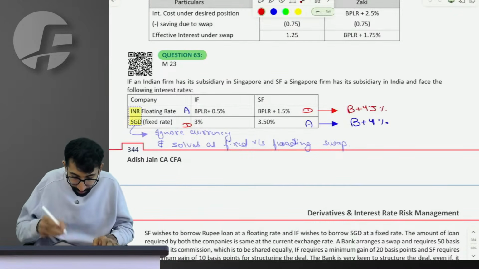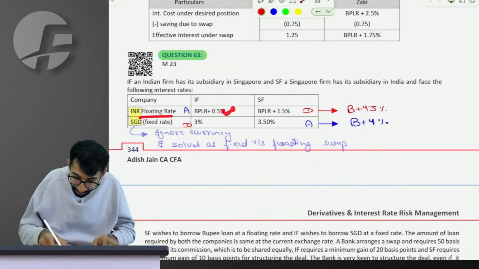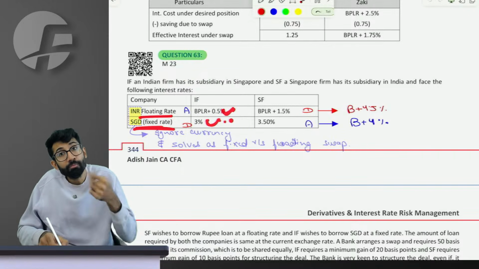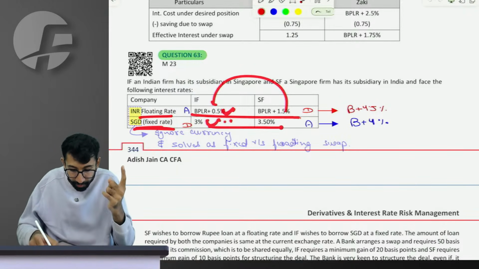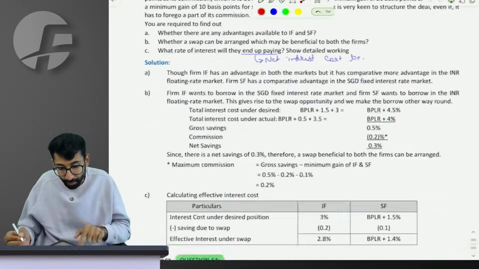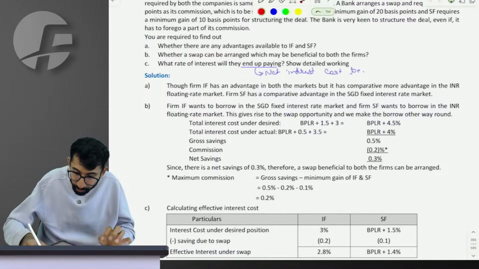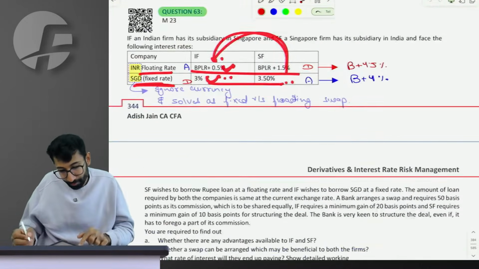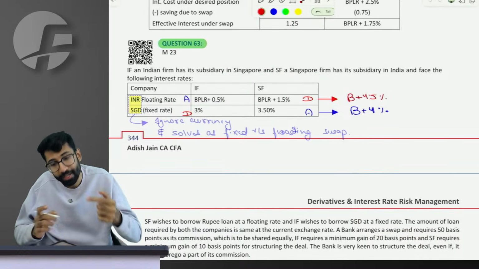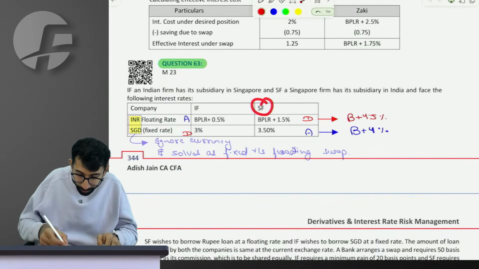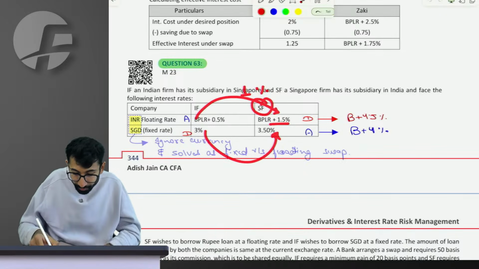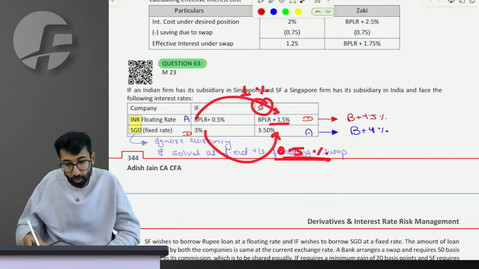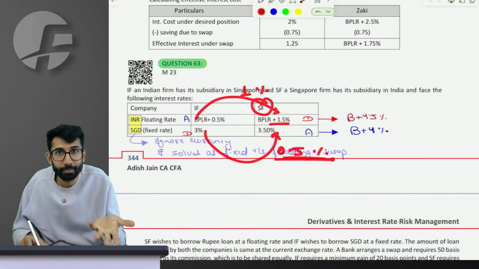We will say in the floating market, IF is cheaper. In the fixed market, again IF is cheaper. So IF is cheaper or has a higher advantage in which market? We will say floating, because fixed has only 0.5 difference, floating has 1 difference. So IF has more advantage in the INR floating market. You can think of it from SF's point of view as well. SF will have to pay an extra 1% in the floating and an extra 0.5% in the fixed. So do you agree? Paying less is a better deal.